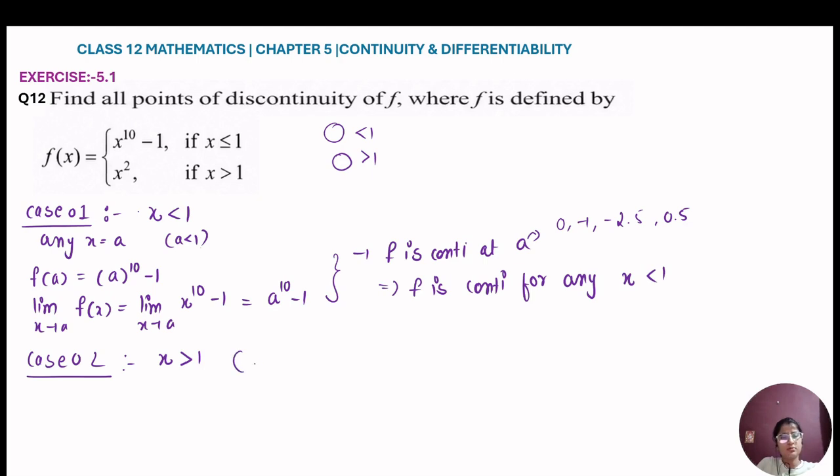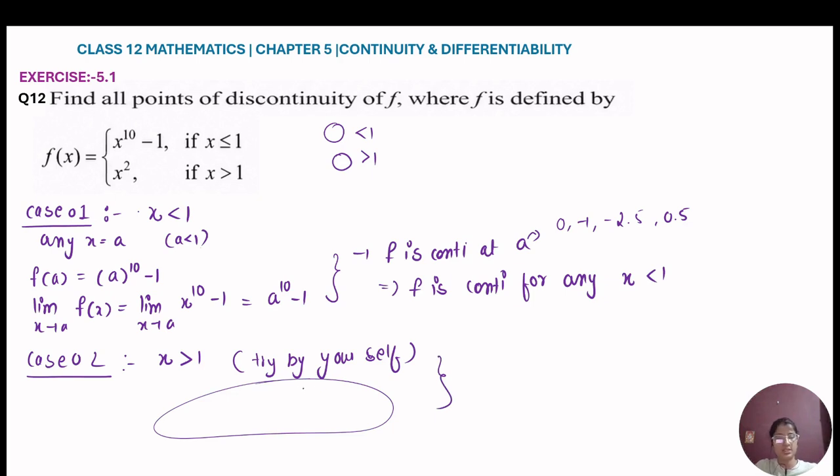So try this by yourself. It will be easy for you. It is just the same thing we did in case 1, and only the function is changed. So I will just tell you the conclusion, that f is continuous for each and every point x greater than 1.